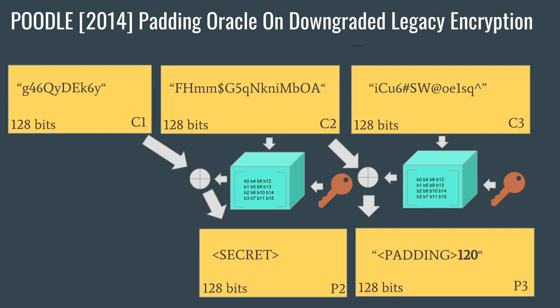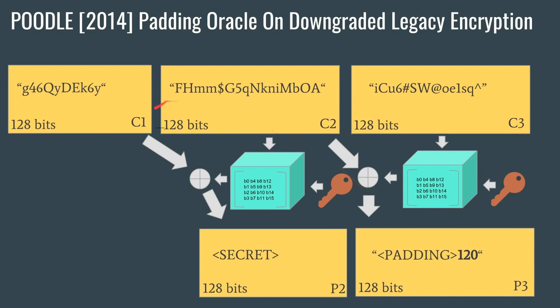And at a high level, what this attack does is the attacker forces the user's browser to encrypt a secret value to send to the server. So for example, a cookie that should be kept secret. And then the attacker will force the user's browser to decrypt that ciphertext it just sent, and it'll use this clever trick around a padding flaw in SSL 3.0 to decrypt that secret value one byte at a time.